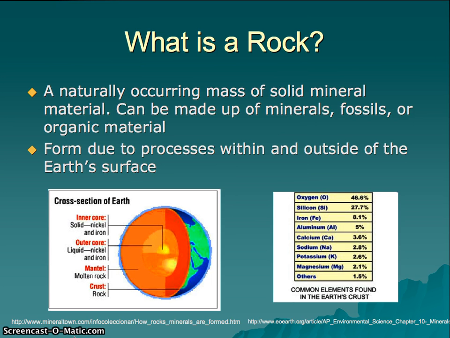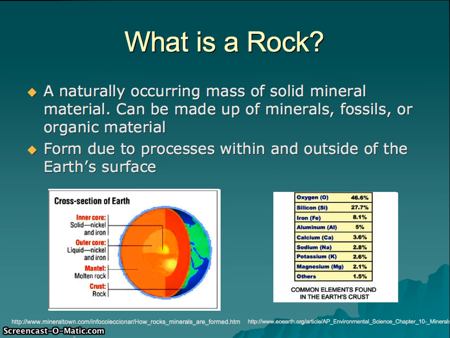This is a little bit different than a mineral because minerals have to be a pure compound or a pure element. A rock is a mixture of different minerals, fossils, and there's organic material. Remember, minerals are always inorganic, so rocks can actually have organic stuff in them. And due to processing within or outside the Earth's surface, they form.